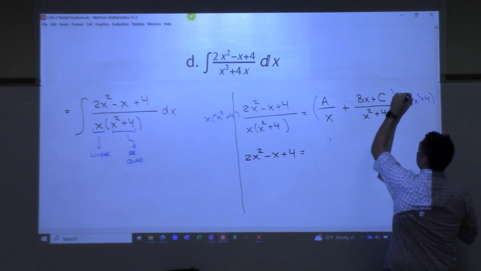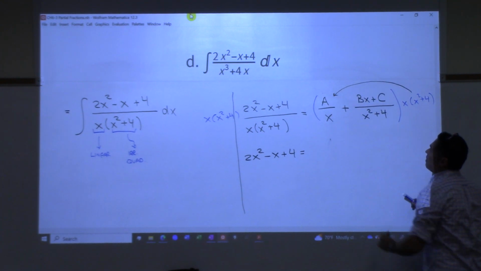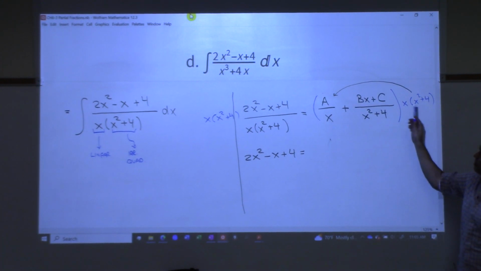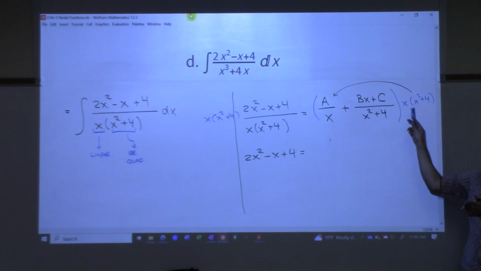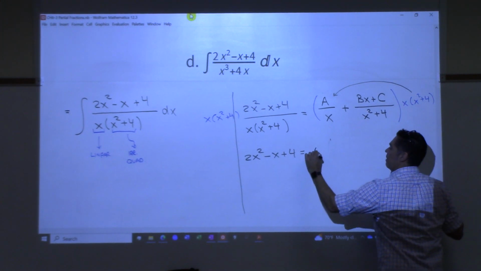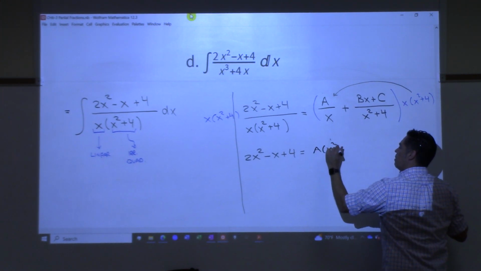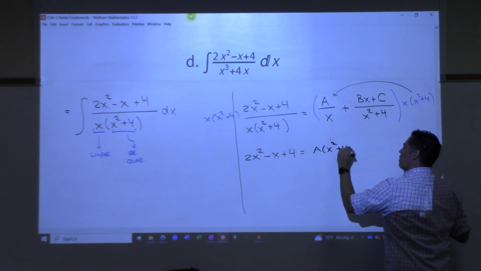And on the right side, distribute here. If I distribute there, here to here, the x's go away, right? I still have the a, and I still have the x squared plus 4 in parentheses. So I'm going to write that. A times x squared plus 4.